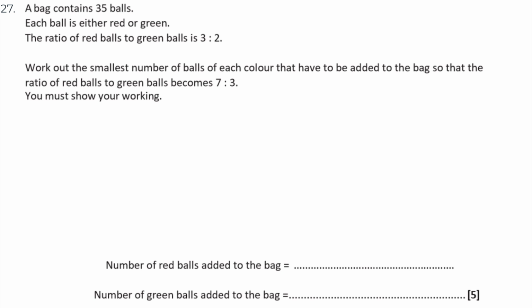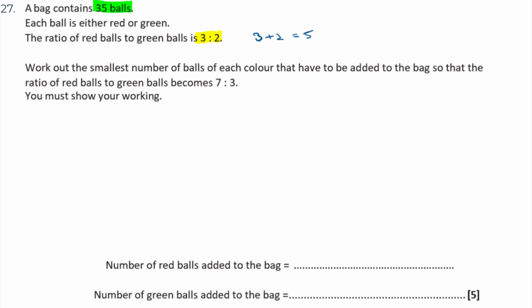Okay, so we've been given the ratio to begin with. The ratio of red balls to green balls is 3:2, and we know the total number of balls in the bag. So we can do a dividing by ratio method to work out how many red balls and green balls there were to start with. If you want to divide by a ratio, you need to take the ratio itself, 3:2, add the two numbers together, because that tells you the number of shares there are altogether. So 3 plus 2 is equal to 5.